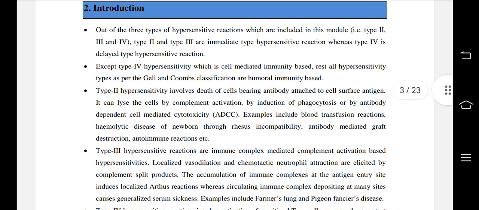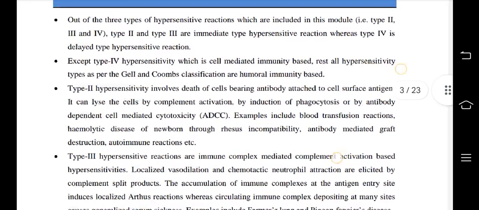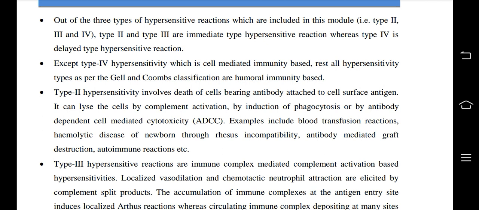So first let's have an introduction. There are three types of hypersensitive reactions which are included in this module: type 2, 3 and 4. Type 1 we learned earlier. So type 2 and type 3 are immediate type of hypersensitive reactions, whereas type 4 is delayed type of hypersensitive reaction. Except type 4 hypersensitivity, which is cell-mediated immunity based, the rest of the hypersensitivity types, as per the Gell and Coombs classification, are humoral immunity based.